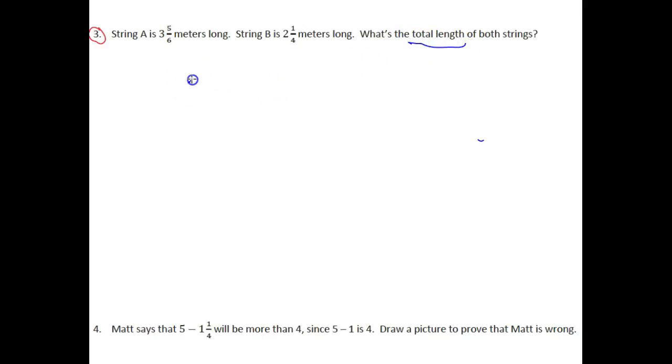So we're taking 3 and 5/6, and we are combining it with 2 and 1/4. And so now if you think about this, if you go 6, 12, 18. Now let's think about 4. 4, 8, 12. I said 12 in both of them. So let's use that for our common denominator for both of them.